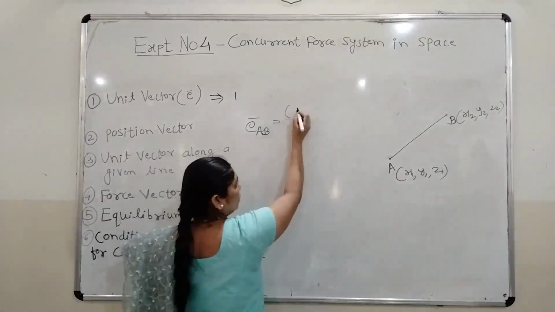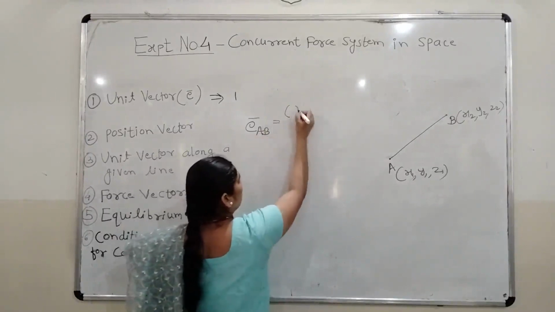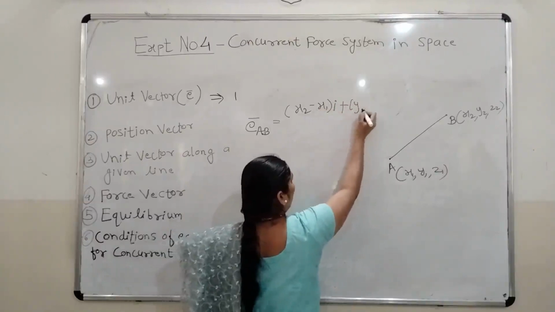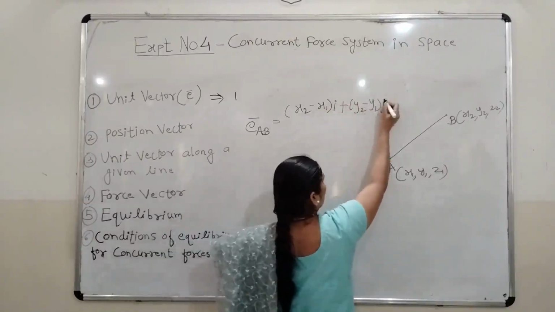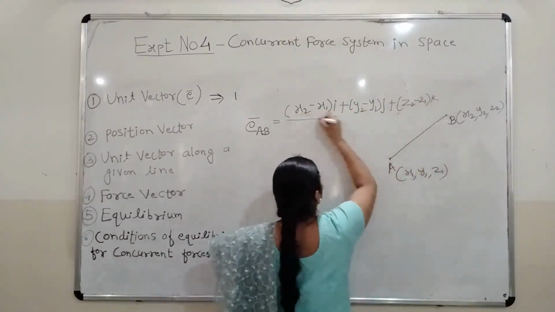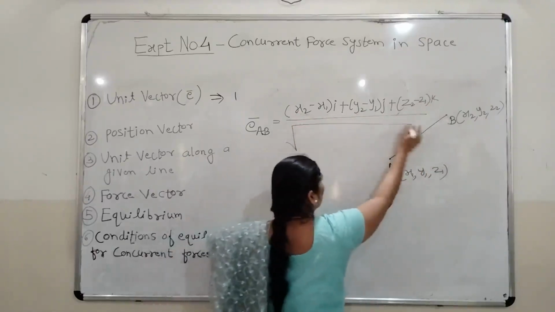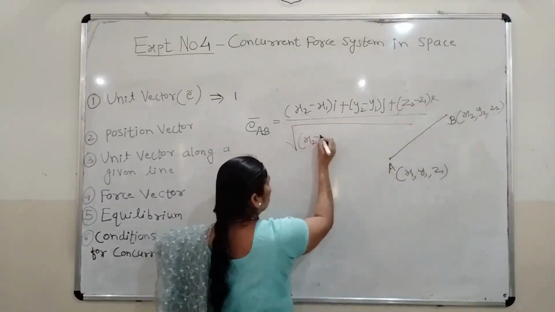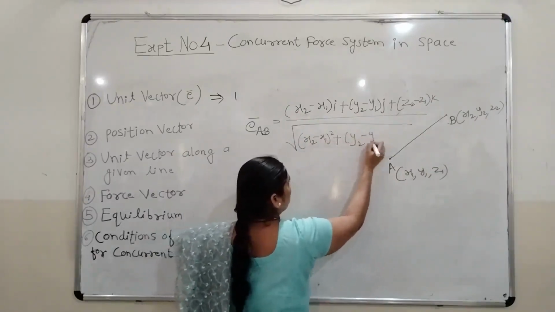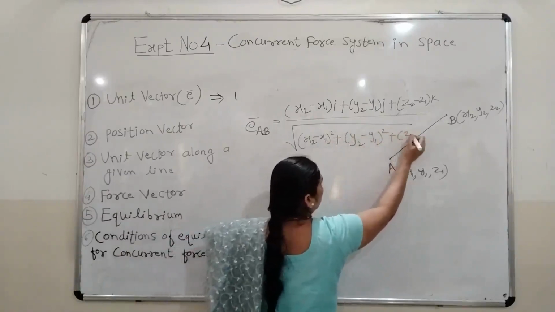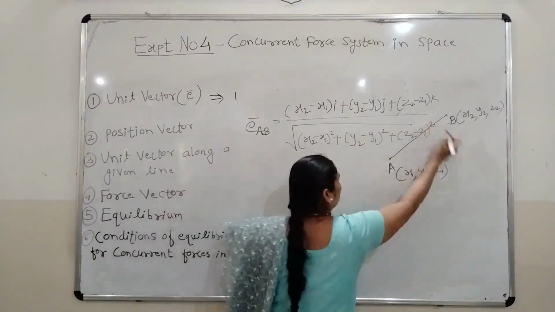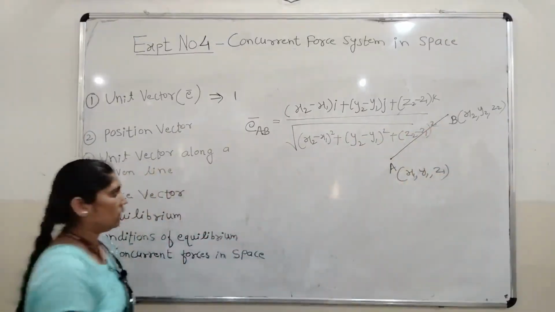So we can write the relation as, for unit vector AB, x2 minus x1 i plus y2 minus y1 j plus z2 minus z1 k divided by under root, the magnitude of x2 minus x1 whole square plus y2 minus y1 whole square plus z2 minus z1 whole square. In this way we can find out the unit vector along the line AB.